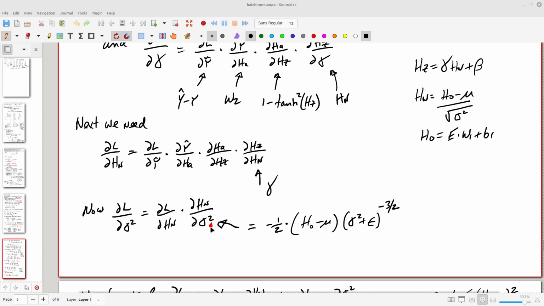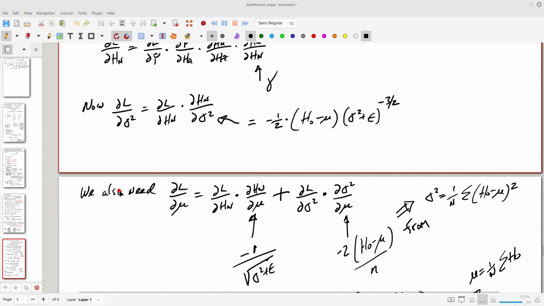I kind of had to look it up, and I watched a lot of YouTube videos to get it. But anyway, HN is equal to HO minus mu over the square root of sigma squared. If you're looking at the derivative of HN with respect to sigma squared in this formula here, this is what you get. This is the actual derivative. You can look that up, or you can work it out. If your calculus is better than mine, you can just figure it out. But that's what it comes out to.